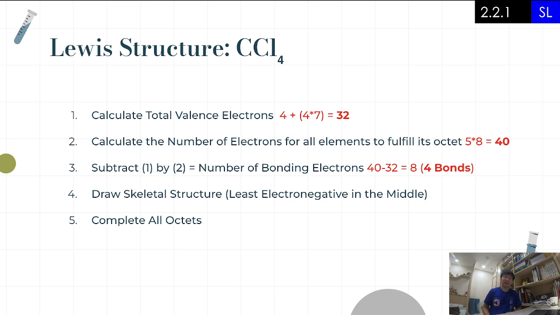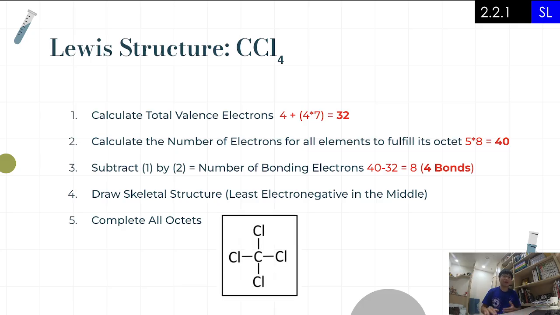The number of electrons for all the elements in it to fulfill its octets, both carbon and chlorine need 8, so there's 5 elements that need 8, the octet rule, so there's 40. And 40 minus 32 is 8. Okay, so there's 8 bonding electrons, meaning there's going to be 4 pairs in this scenario. And when we draw the skeletal structure, we can find that it's exactly 4 pairs. So that's all the pairs we would need.